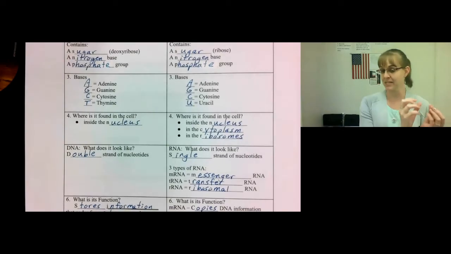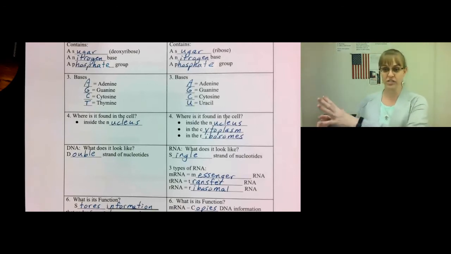It makes the copy in the nucleus, then it leaves the nucleus and goes into the cytoplasm. Then it flows through the cytoplasm until it finds a ribosome. Ribosomes make proteins. RNA brings the instructions to make whatever protein the cell needs to make at that moment.